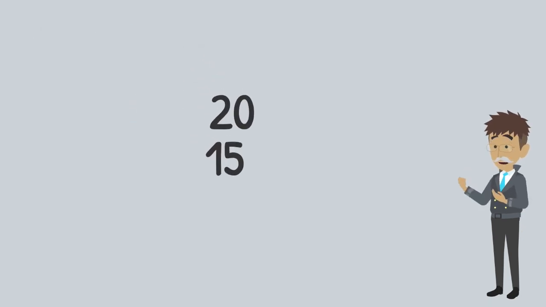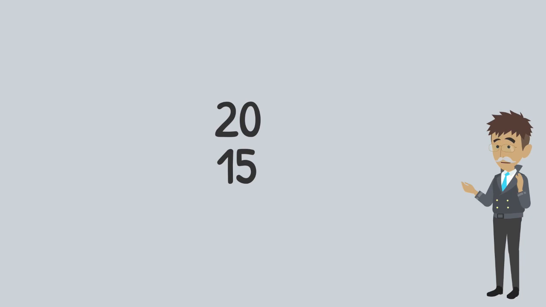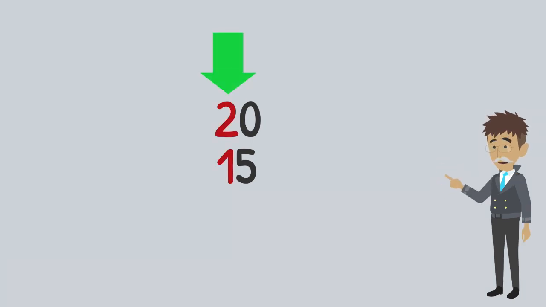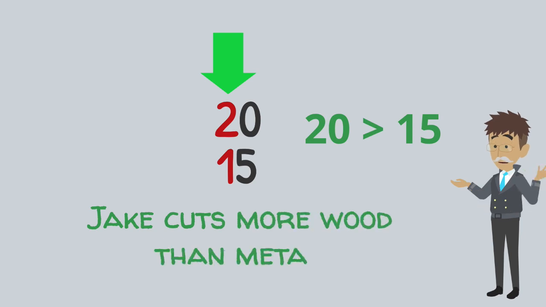First, line up the numbers so the place values match up. Our largest place value is in the tens position, so we begin there. 2 is larger than 1, so we already know our answer. Because the 2 is greater than the 1, we write 20 is greater than 15. Thus, Jake cuts more wood than metal.